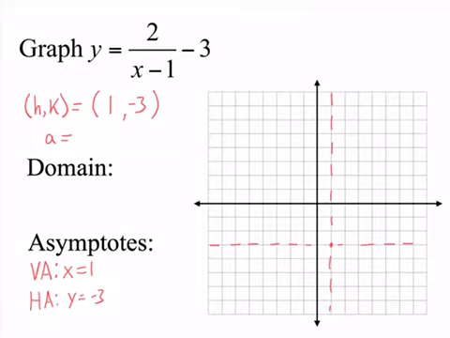Next step, we have to find our a value, because our a value helps us figure out how the graph looks around these asymptotes. My a value is the number on top, so it's going to be 2. What does that mean for graphing? Well, from hk, we are going to go right 1 and up 2, and then left 1 and down 2. And that will help us make our sketch.